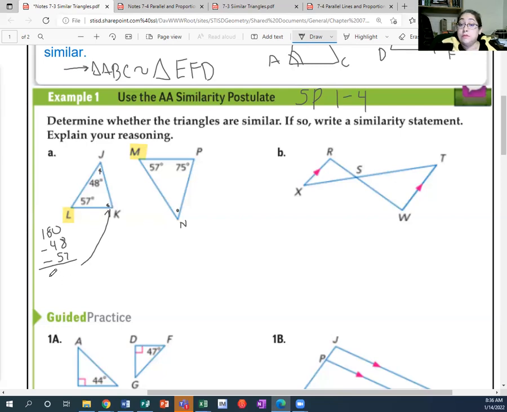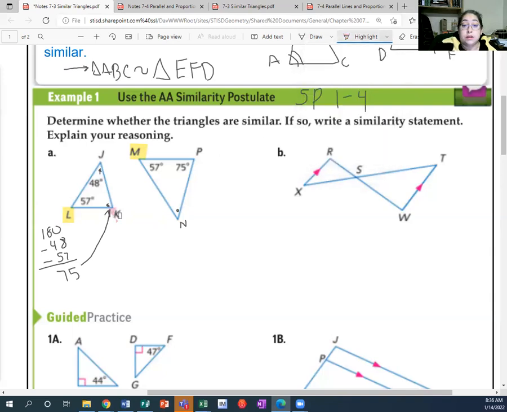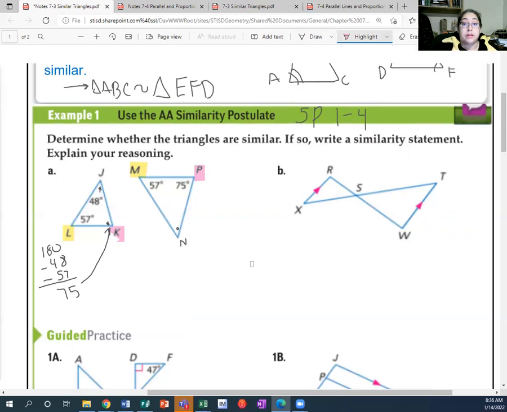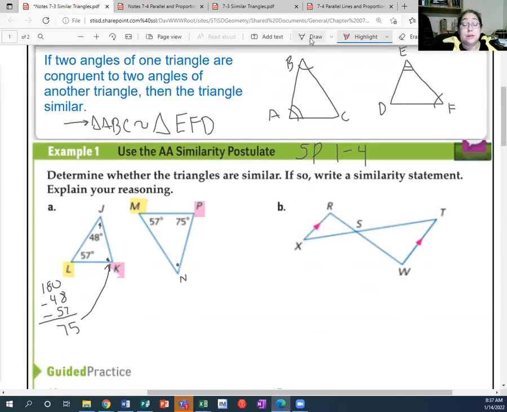Someone, it's 75, okay. Hey, that looks like that's the same measure as P. So I'm going to go ahead and say that K and P are corresponding. I don't know yet if the triangle is congruent. Wait a minute. I can use this postulate. I have two pairs of angles that are congruent now, yes? Yes, which means I can immediately state these triangles are similar and I don't need to do anything else.